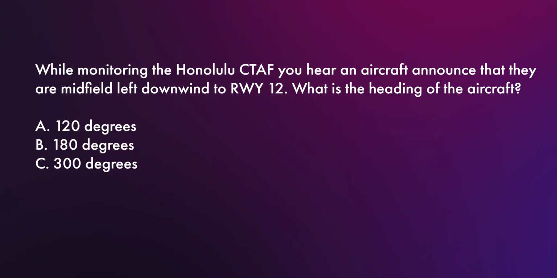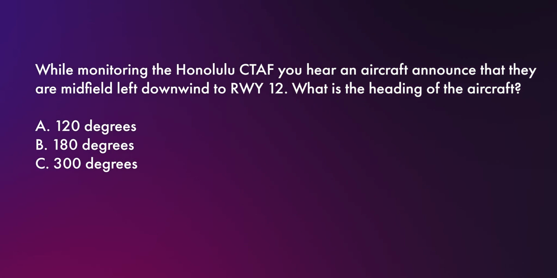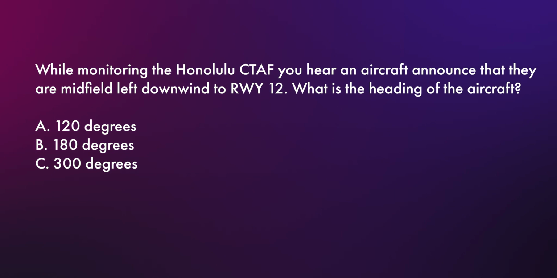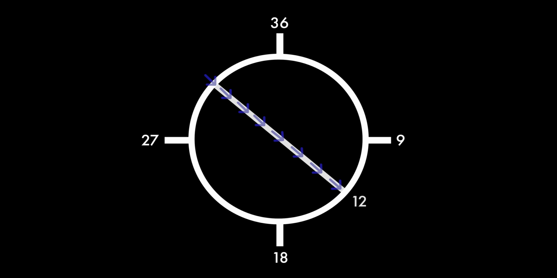Here's another type of question you might see. While monitoring the Honolulu CTAF, you hear an aircraft announce that they are midfield left, downwind to runway 12. What is the heading of the aircraft? So to solve this question, start the same way as you did the others. Draw an aviation compass, label the runway, in this case runway 12.